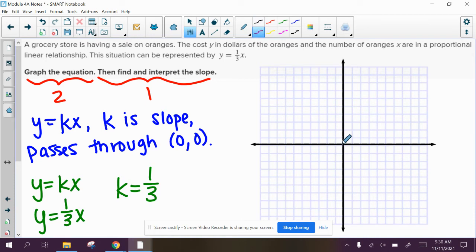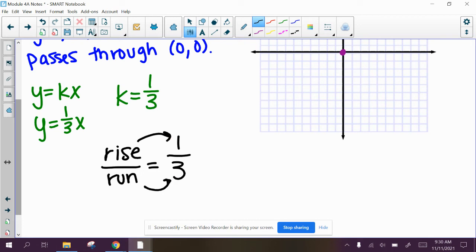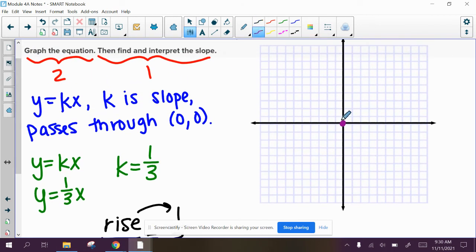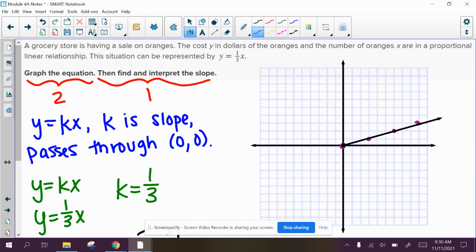So to graph this, we'll start by plotting 0, 0. And then we have to look into our slope, which is our rise over run. So we're going to rise 1 and run 3. So we rise 1, run 3, rise 1, run 3, rise 1, and run 3. And then we are going to connect those in a straight line. We're actually going to do a ray because in this case, this situation tells us that we can't go into negative x or y's because we're talking about oranges and money.